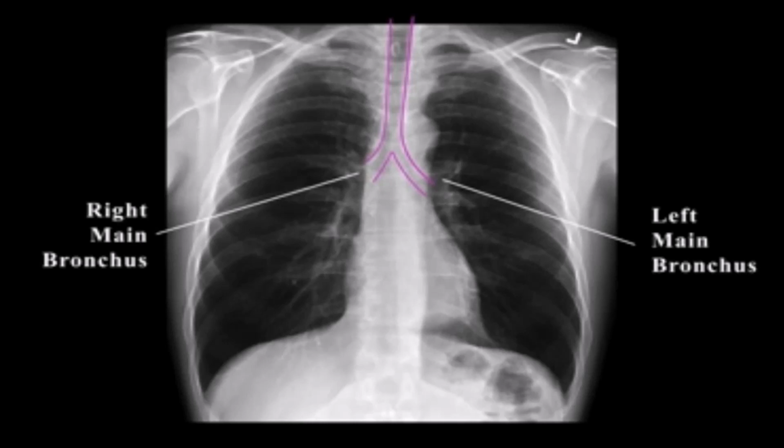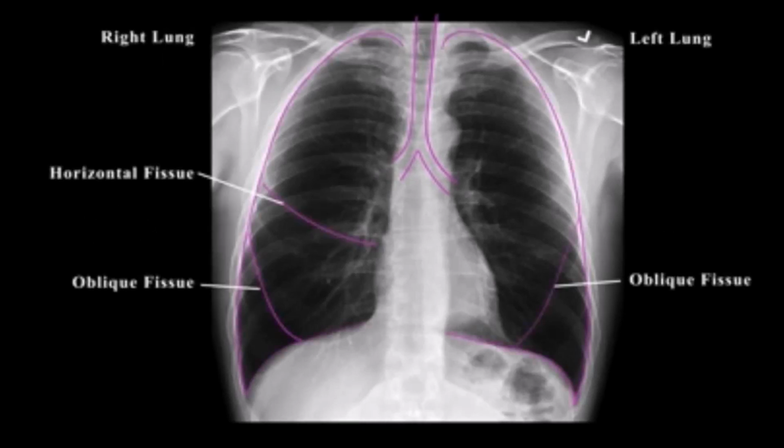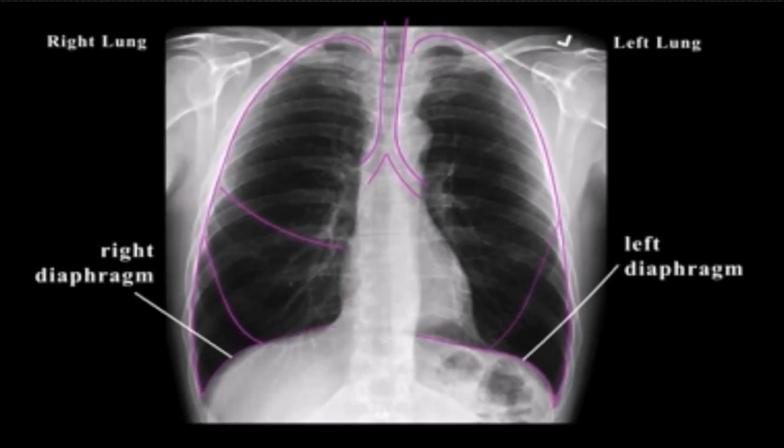It branches into right and left bronchi. Normally you see the right is steeper compared to the left. Next you see the lobes of both lungs, the right lung with 3 lobes and 2 fissures. Then when I'm assessing the lungs I also look at the pleura and diaphragm on both sides.